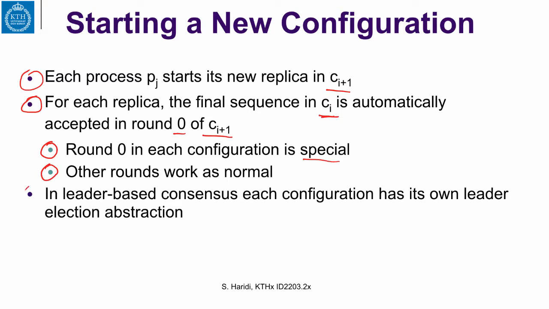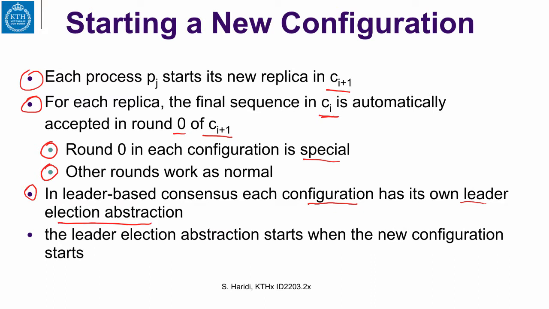And in a leader-based consensus, each configuration has its own leader election abstraction. This is very important, that we don't mix leader elections in two different configurations. And the leader election abstraction starts for the new configuration when the configuration starts. So you can actually start the leader election abstraction early, and the replicas that come in can catch on later. Leader elections should be tolerant to delayed instances of replicas in that configuration.